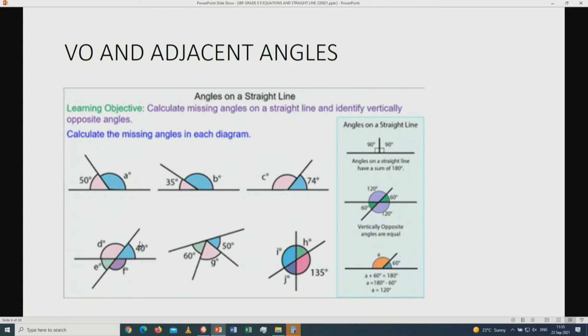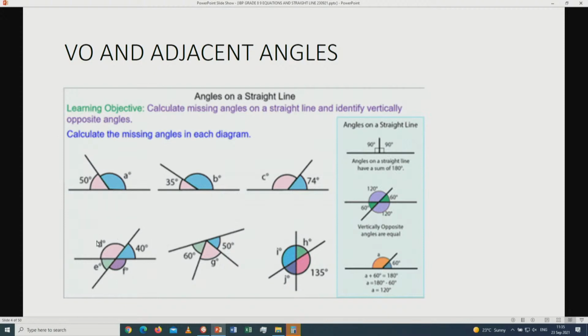Which one is easy? Let's look at angle F. Now you must look at the relationship. Angle F is on a straight line. Therefore, you can say something about a straight line: angle F plus 40 degrees equals 180.